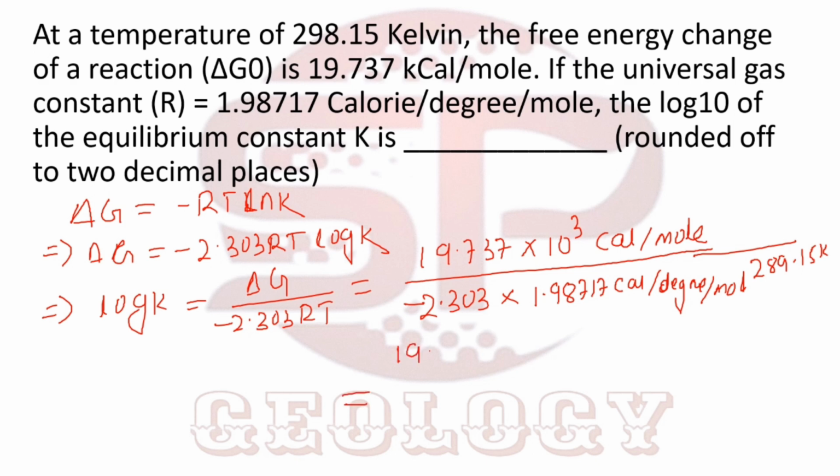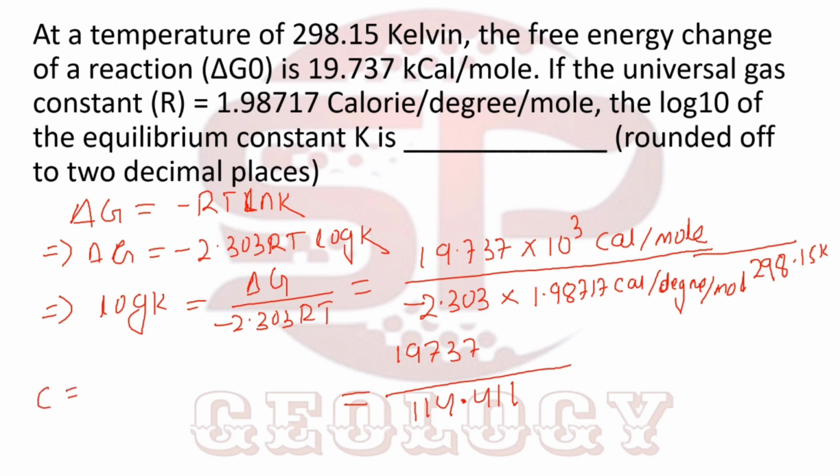So 19.737 it will become 19737 calorie per mole divided by, so this is 298.15 Kelvin. So I have to convert it into degree centigrade. Because it is in Kelvin, you can convert Kelvin into Celsius.